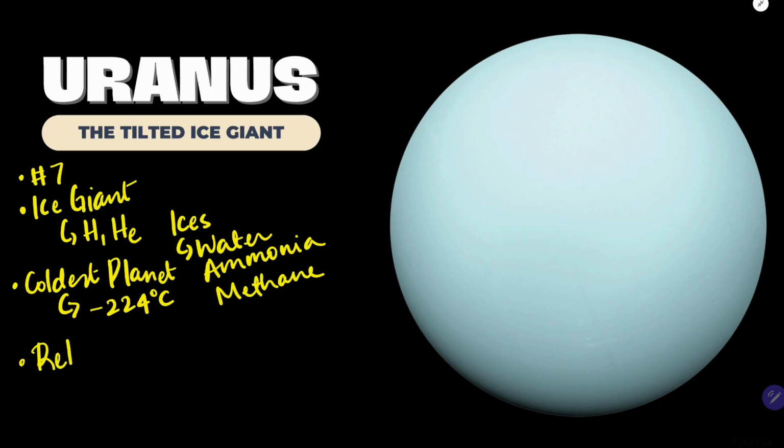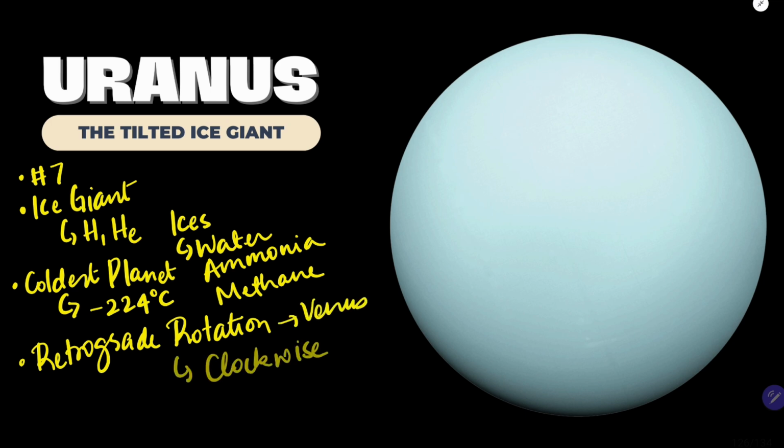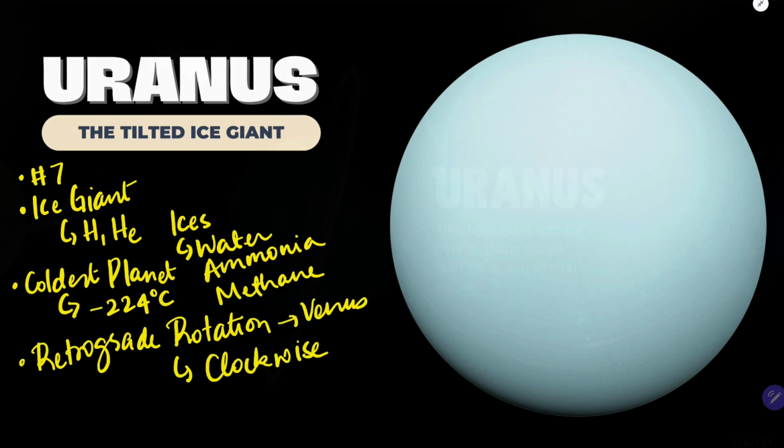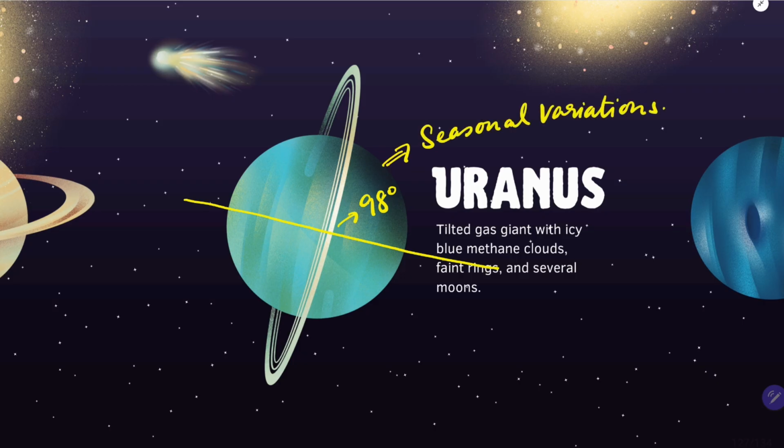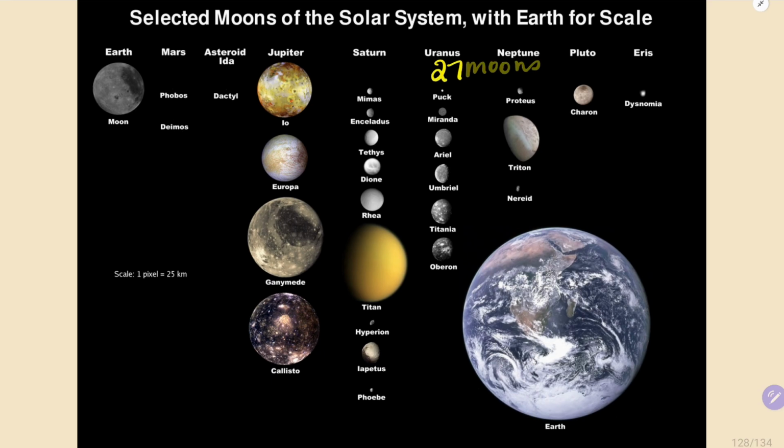Like we saw earlier, Uranus also has a retrograde rotation like Venus and it spins clockwise around its axis. Uranus has a unique axial tilt and it rotates almost on its side. The axial tilt is about 98 degrees. This causes extreme seasonal variations, with each pole getting 42 years of continuous sunlight followed by 42 years of continuous darkness. Uranus has 27 moons, the largest being Titania and Oberon.